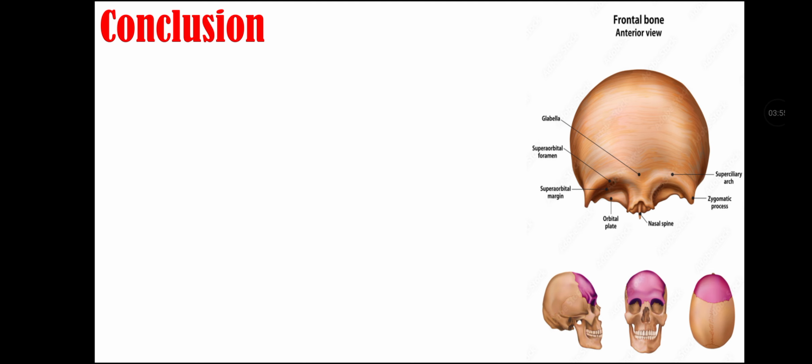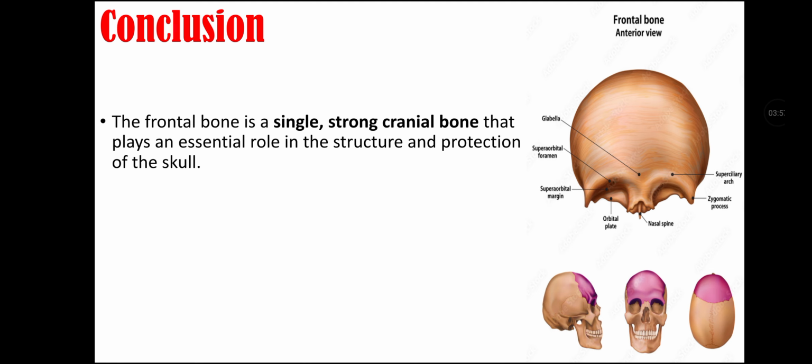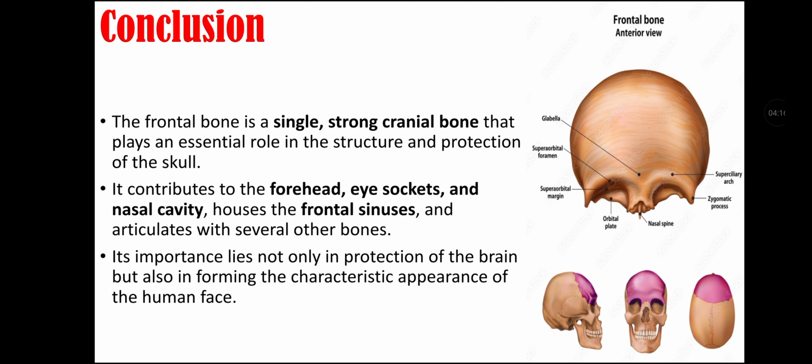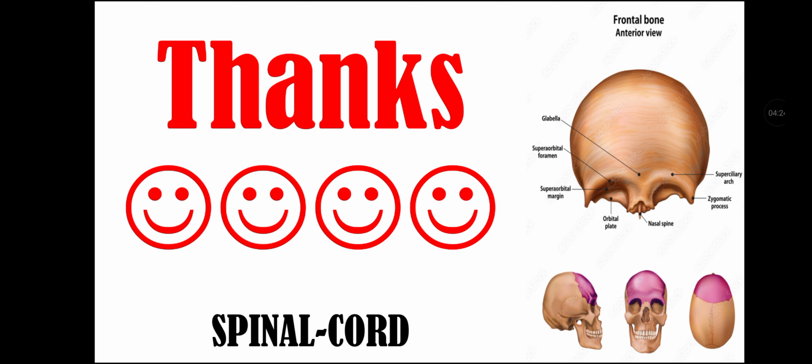Conclusion of this lecture video. Frontal bone is a single, strong cranial bone that plays an essential role in structure and protection of the skull. It contributes to the forehead, eye sockets, and nasal cavity. It also houses the frontal sinuses and also articulates with several other bones. Its importance lies not only in protection of brain, but also in forming the characteristic appearance of human face.